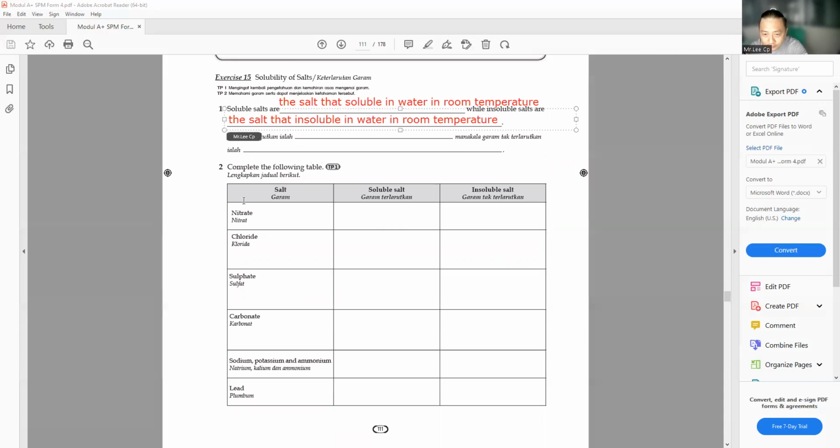Next one. Nitrate soluble salt. What nitrate soluble? All nitrate soluble, I don't care. Insoluble, don't have. Right? All nitrate soluble. All soluble salt. Right? Soluble salt. Oh, soluble salt, so many.